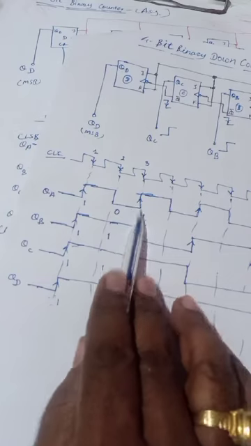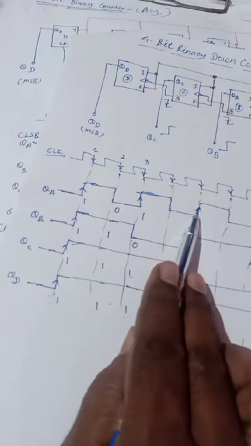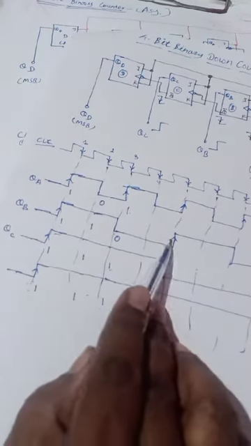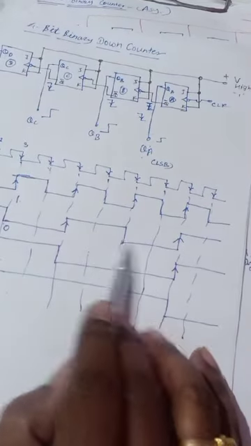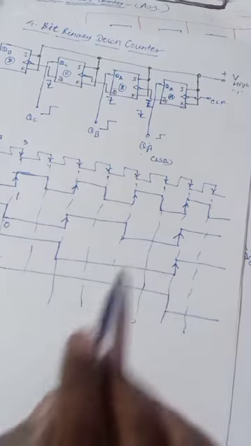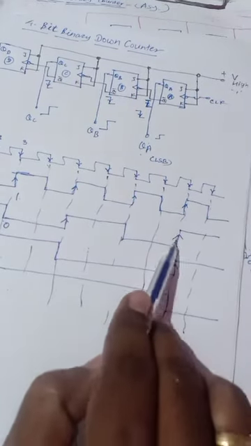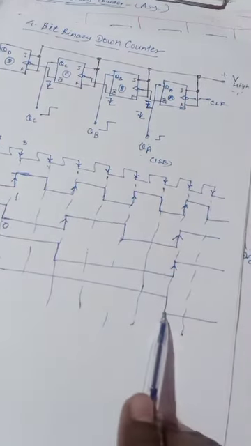So here, for each rising edge it changes. For this rising edge it changes, for this rising edge it changes, and for this it changes.